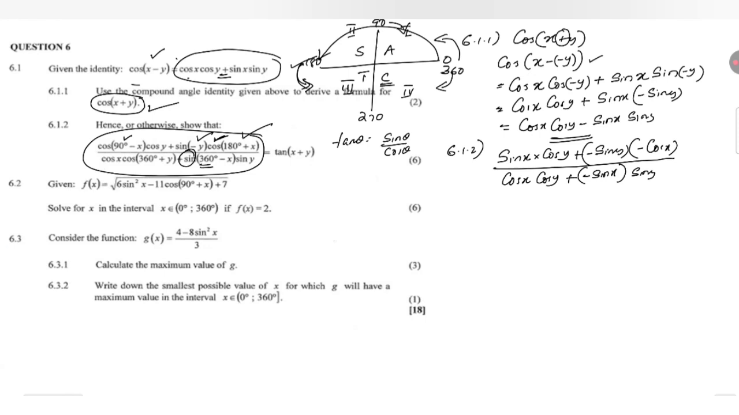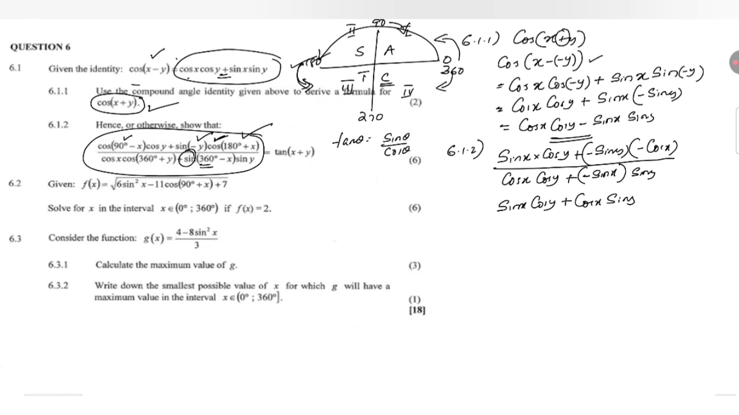We are almost there, guys. Now we can just write it down. Just simplify it. First one is sine x cos y, then minus becomes positive, that is plus cos x sin y. Let me arrange it, because I have to apply the compound angle formula: sine x cos y plus cos x sine y. What is that? Sine x plus y.